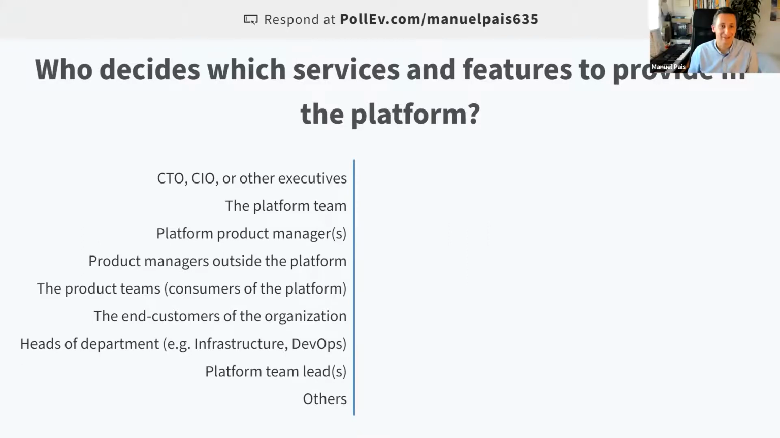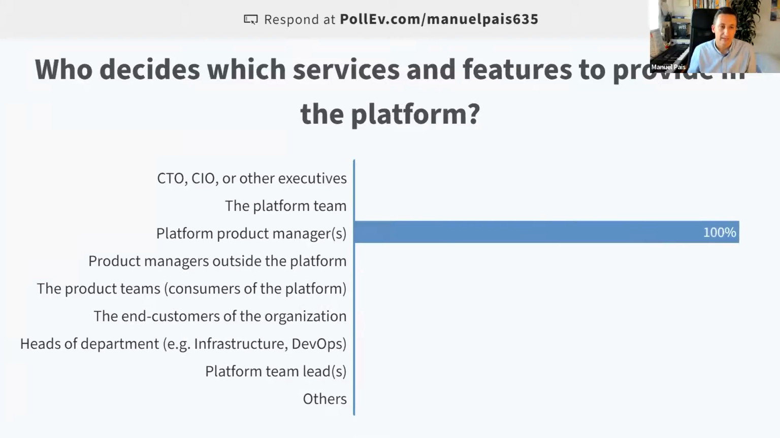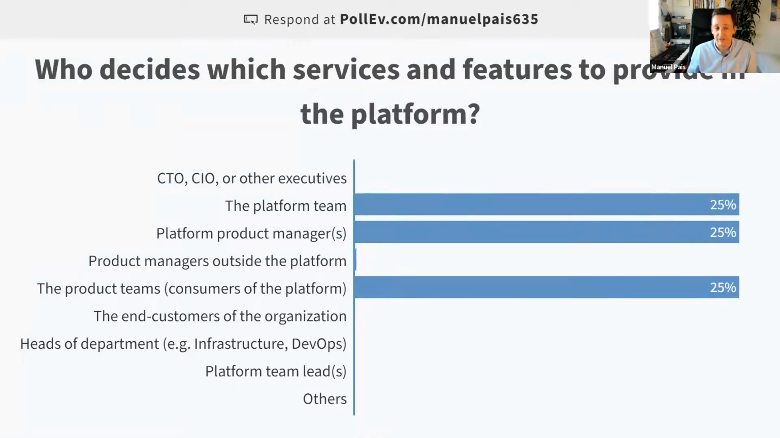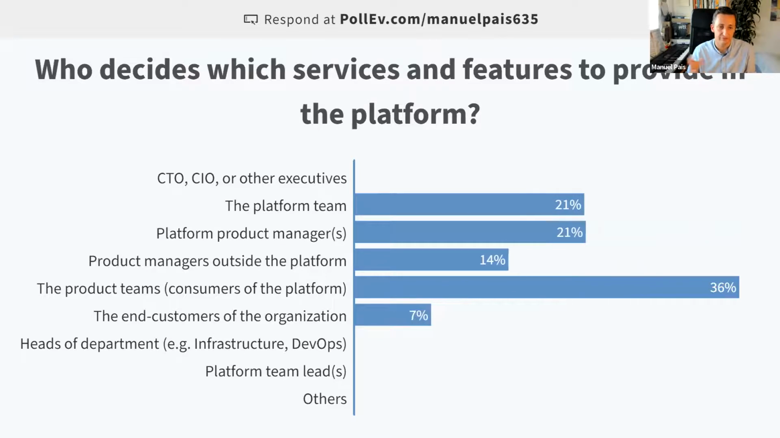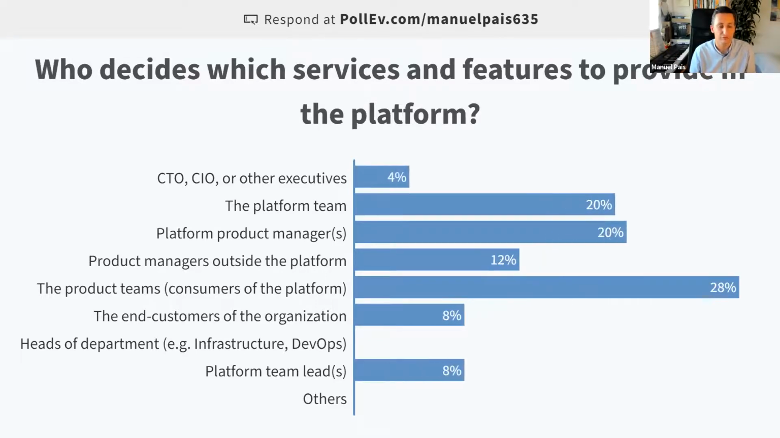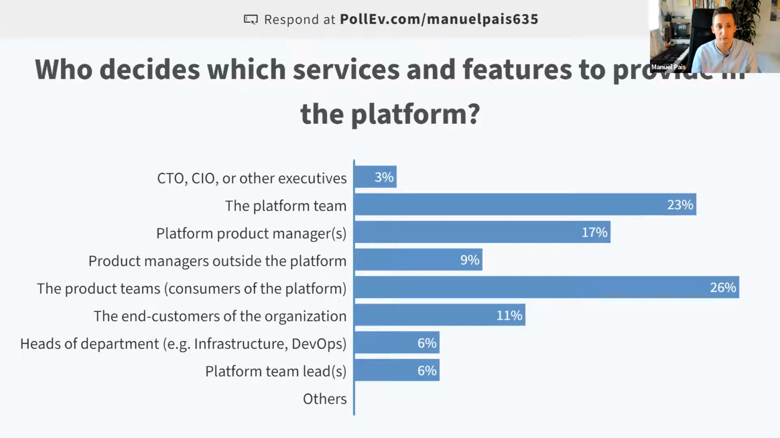Okay, so let's go. Who decides which services and features to provide, to build into the platform? Again, I've seen different stakeholders. So there's a part here which is, are stakeholders deciding, or customers deciding, or who is deciding, right? So at least I've seen these different types of stakeholders having strong influence or decision power over what we build in the platform.